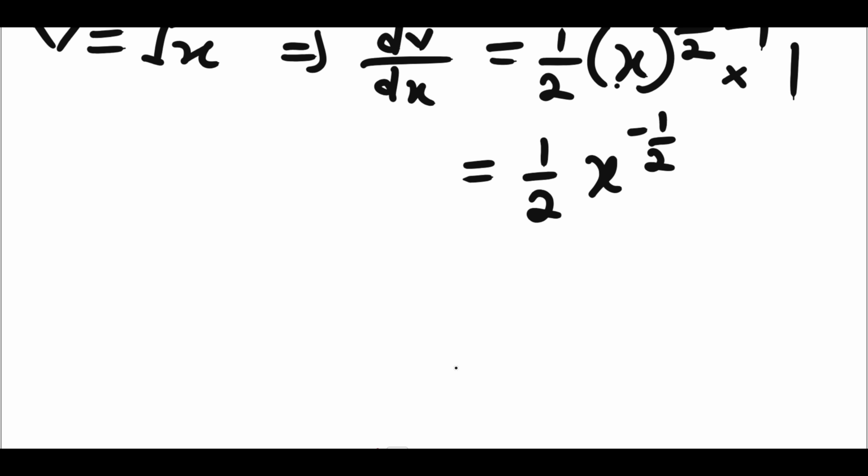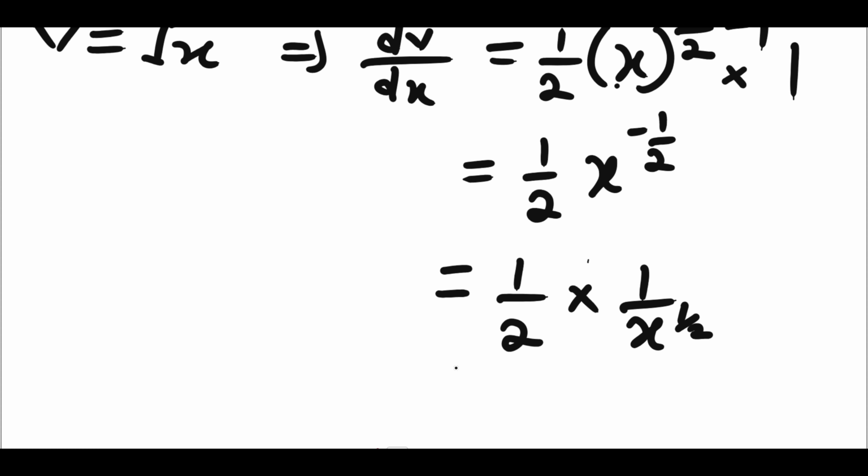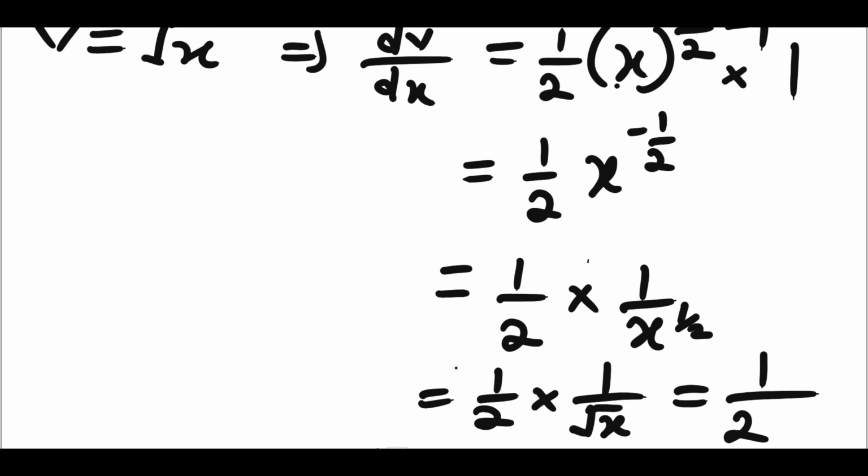Let us continue to work on it. So we are going to get dv/dx being equal to half times, because of the negative exponent half, we are going to write this as the reciprocal of x, so it's going to be times 1 over x exponent positive half. And we are going to get half times 1 over the square root of x, and this will give us 1 divided by 2 multiplying the square root of x. So this is the dv/dx.